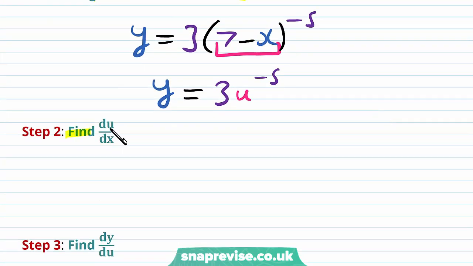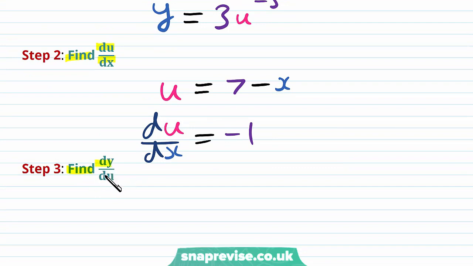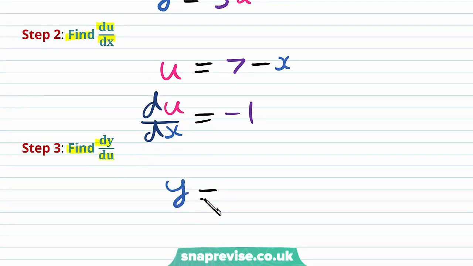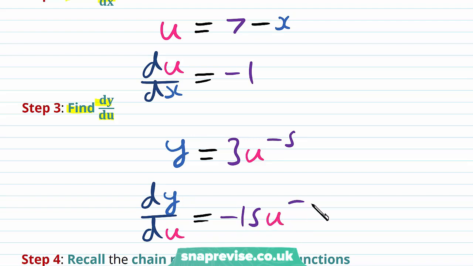And so our second step is to find du by dx, because we're aiming to use the chain rule. Since we have that u is equal to 7 minus x, simply differentiating, i.e. du by dx, will give us minus 1, because we have this minus x here, which differentiates to minus 1, and the 7 disappears under differentiation. Our third step is to find dy by du. We have that y is equal to 3 lots of u to the power of minus 5. And so by differentiating, i.e. obtaining dy by du, we get a minus 15 for our outside constant, and then we have a u to the power of minus 6.